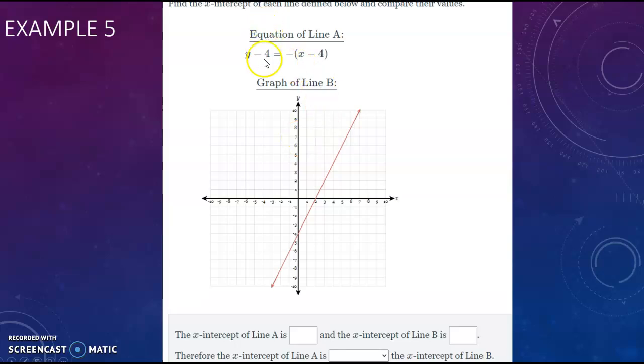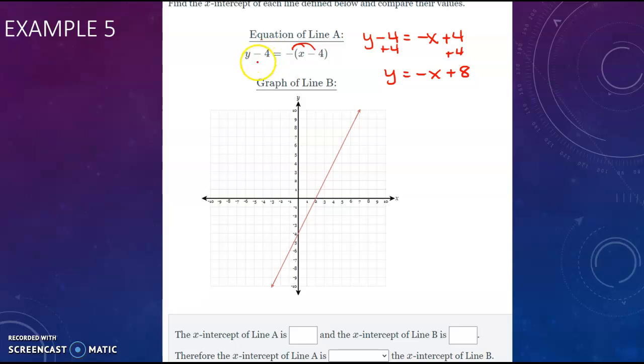All right, I don't know if you can read the top, but it says find the x-intercept of each line defined below and compare their values. So we want to find the x-intercept of this line. To find the x-intercept, what's the easiest way to do this? Let's see. I'm going to put it in slope-intercept form. So I'm going to distribute this negative through. So I've got y minus 4 equals negative x minus 4 plus 4. Then I'm going to add 4 to both sides. And y equals negative x plus 8.